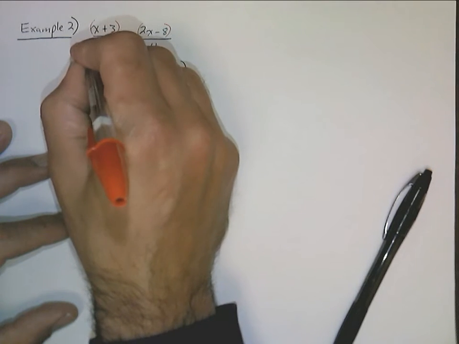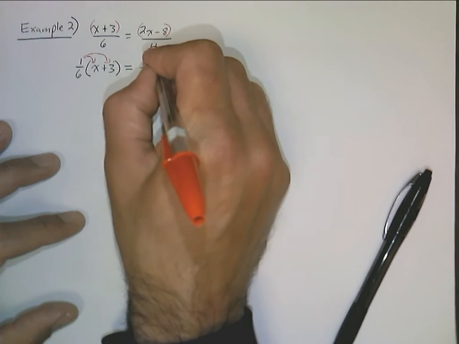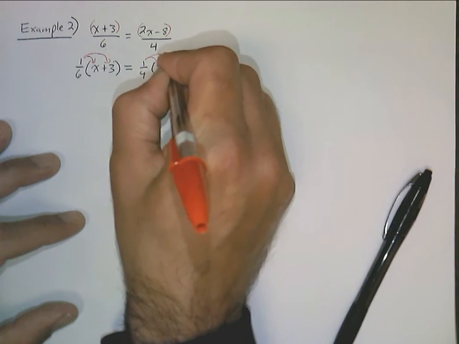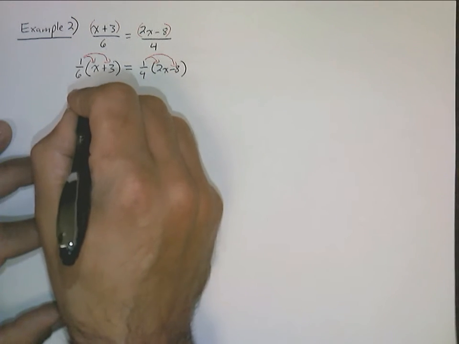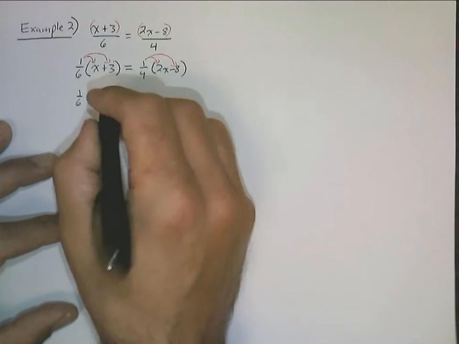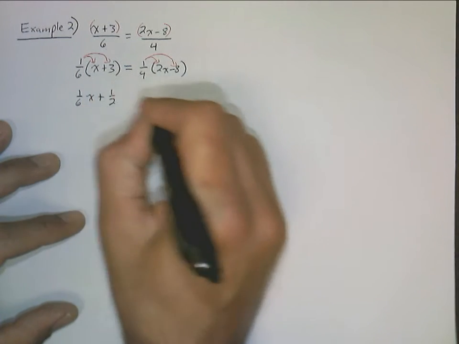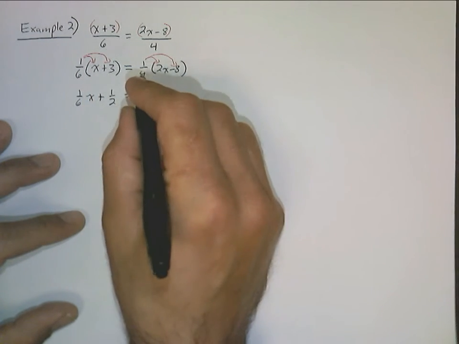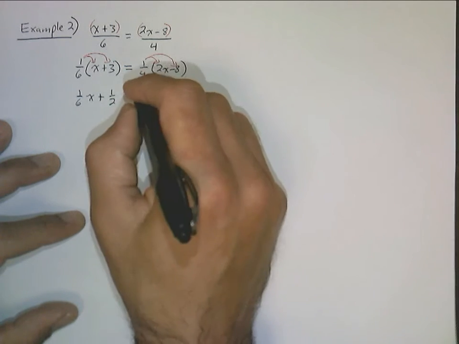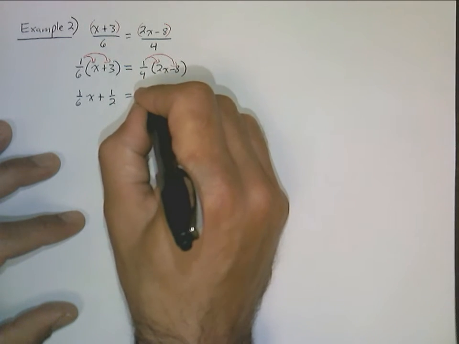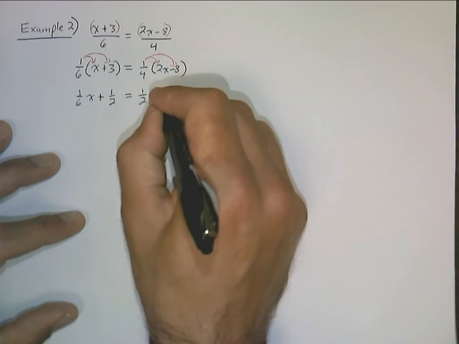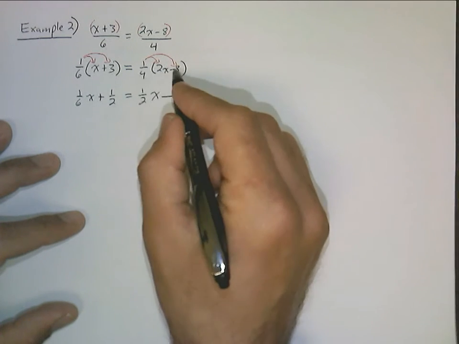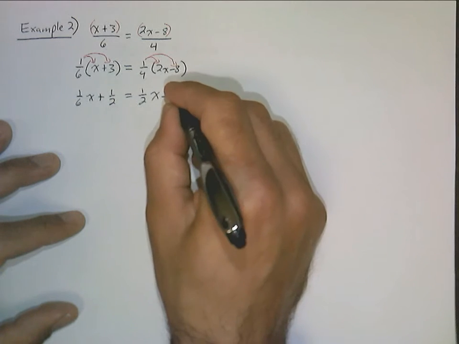Now we distribute this 1/6 in and also this 1/4 in. And we have 1/6 x plus 1/6 times 3, which is of course 1/2. 1/4 times 2x is actually going to be 1/2 x, because 1/4 times 2 is 1/2, minus 1/4 times 8 is 2.